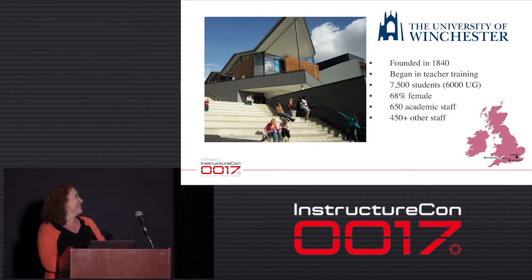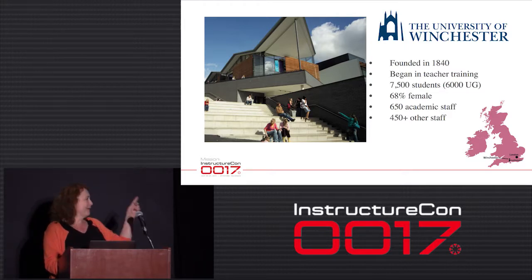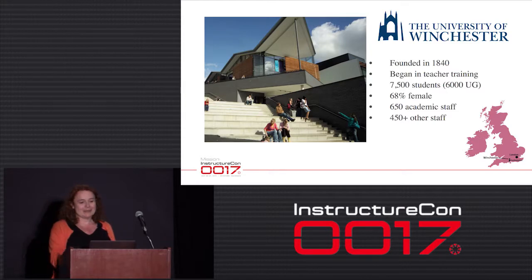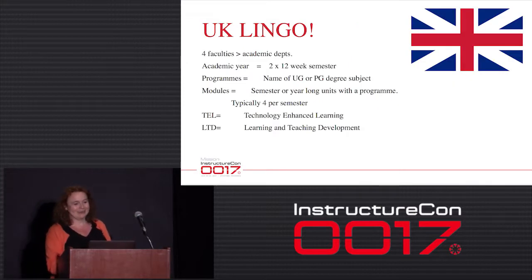So the University of Winchester is a relatively small university. We've got about 7,500 students and about 650 academic staff. That's where it is, right down in the south of England. And it's a fantastic city. It's the ancient capital of England and recently voted as the best place to live in the UK.